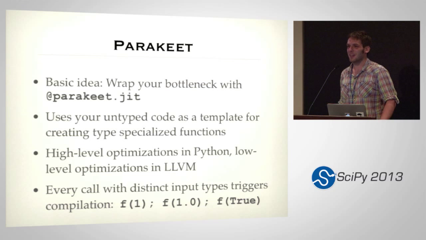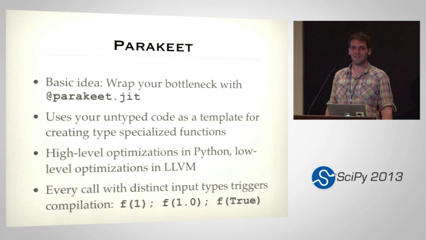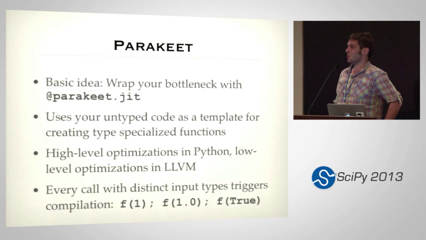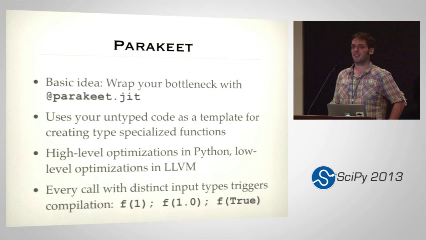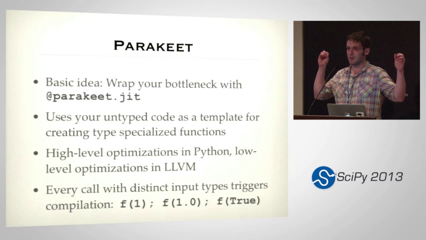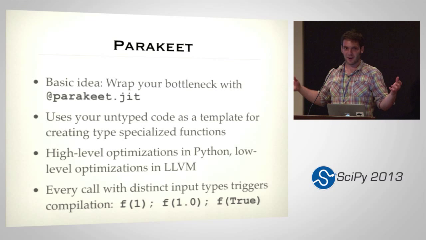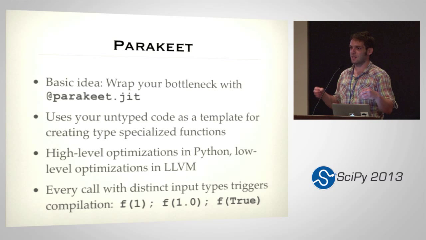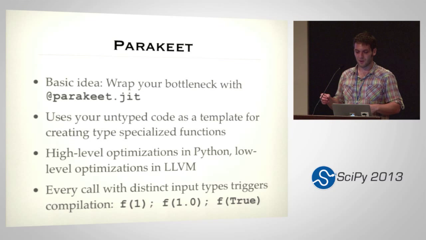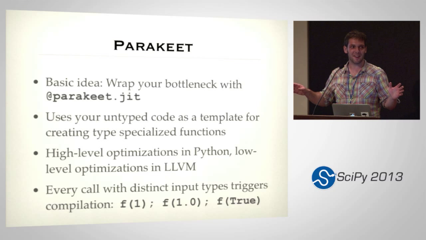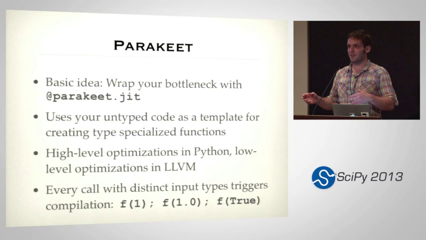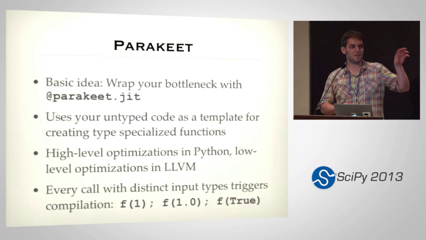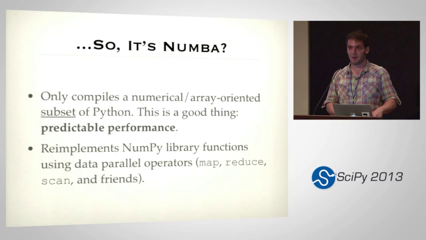Okay, so how does Parakeet work? You guys are now familiar with Numba, so that's great. I don't have to explain as much. It's very similar to Numba. You wrap your function with a function decorator, and then calls to that function are intercepted. The untyped representation of your function becomes a template, and when you call the function with particular types, the function gets type specialized, and then the specialized representation gets optimized, and we currently use LLVM to then generate native code. So I think this story is now familiar to everyone here. And every time you call the function with different types, you're going to get a new copy of that function generated as native code.